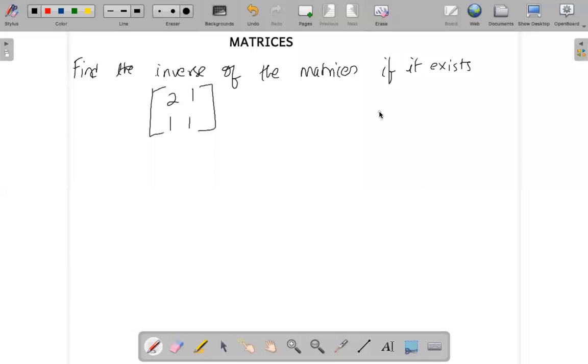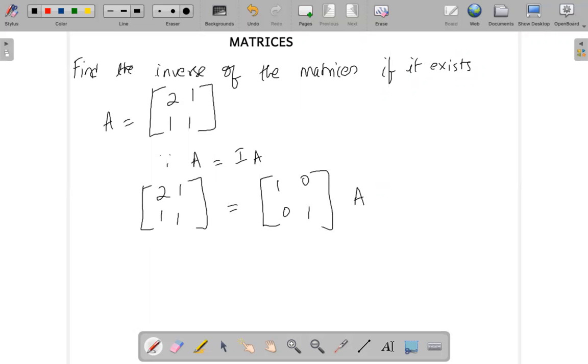Okay, so let us find the inverse of the matrix which is given here. A is equal to IA. Now we know what A is: 2, 1, 1, 1, which is equal to I, which is 1, 0, 0, 1, and this is A.